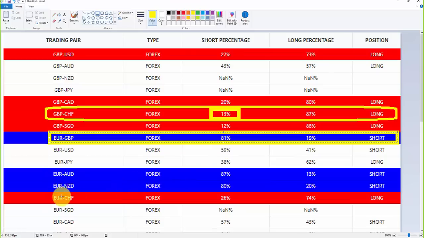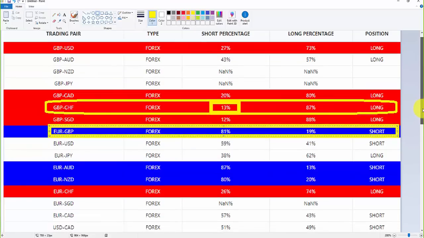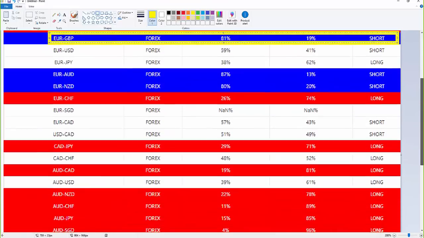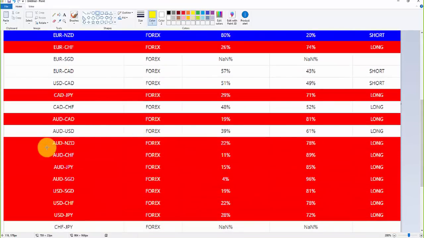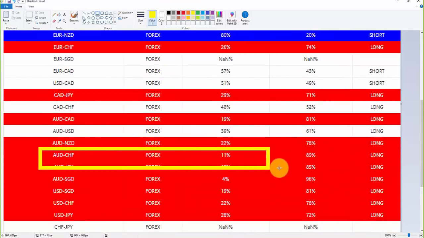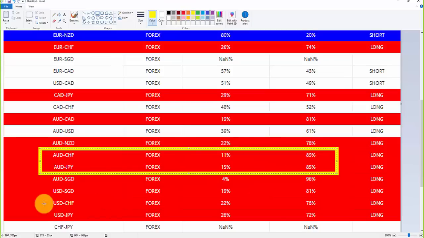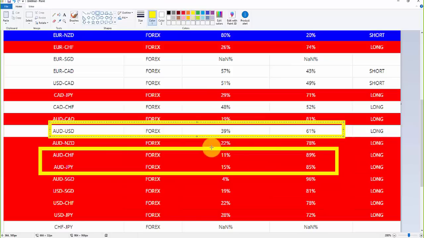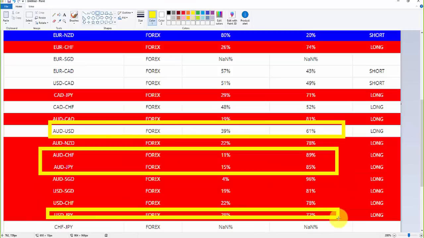I don't have any on here. I got a whole slew of trades too on the Aussie Swiss, Aussie dollar, which is interesting that that's fallen out, and the Aussie Swiss, Aussie yen. Got one here.